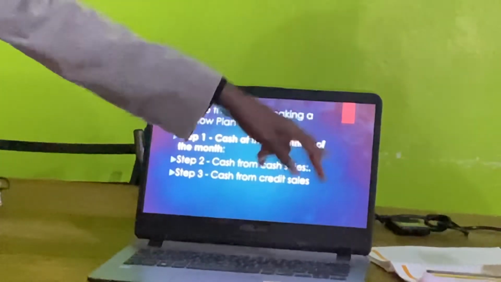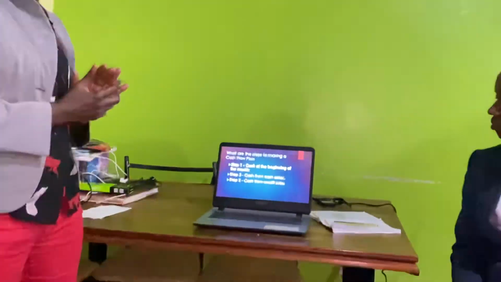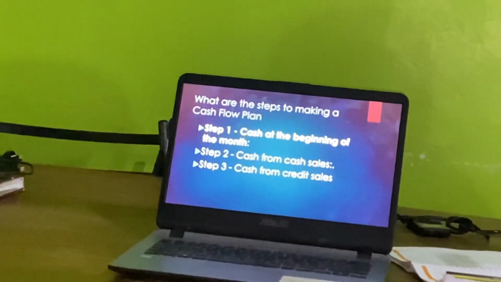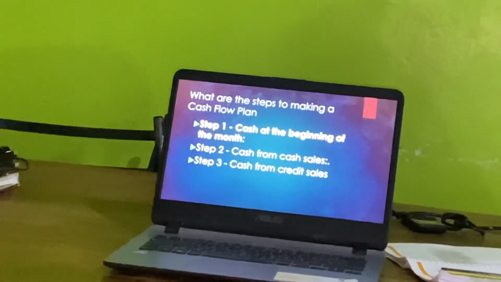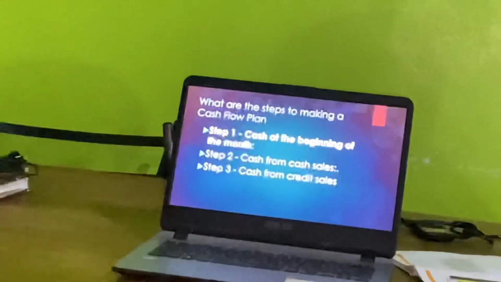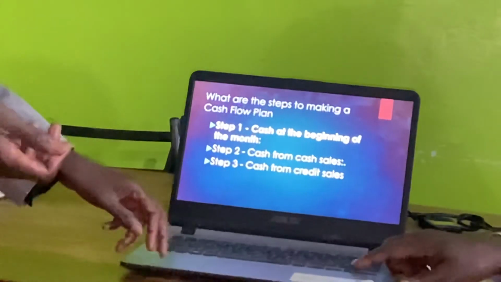And then when you look at cash at the beginning of the month, the second step is cash from cash sales. So the nature of your business, let's say you're in agribusiness, what cash sales do you have at the beginning of the month? And then because you're in business, maybe in step 3 you have cash from credit sales, all right? You have sold, people have come into your farm, bought goods, and they've asked you to give them time to go and sell, and then come back and pay you maybe by the end of the month, all right?